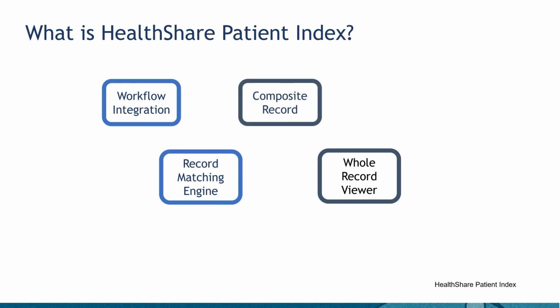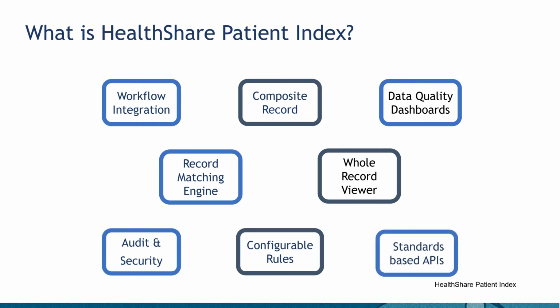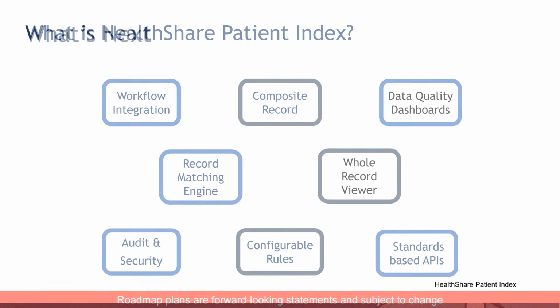We have a composite record that allows you to select the best information from all the sources that are contributing to patient index. We also have data quality dashboards that allow you to examine the information in patient index to see what facilities are sending bad information, what are good. We also have audit and security. There are configurable rules in the linkage engine definition, whether it's the standard rules you have or if you want to add to that. And again, standards-based APIs. That is what patient index is today.